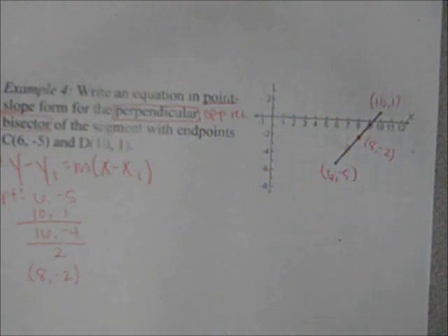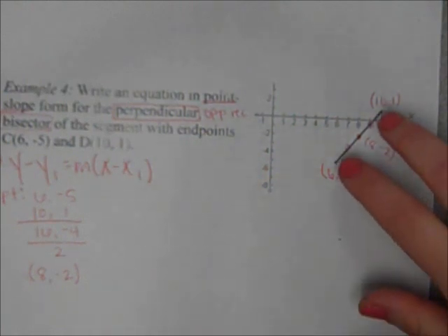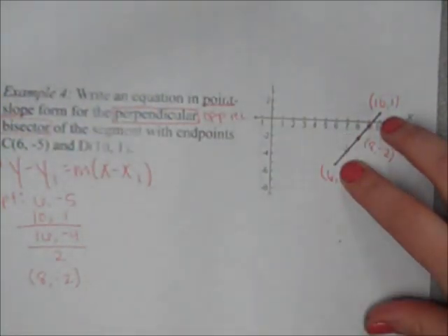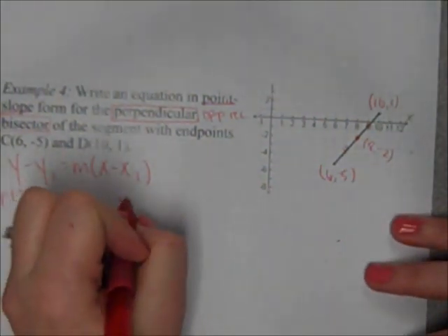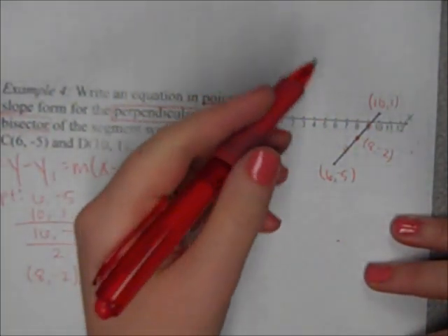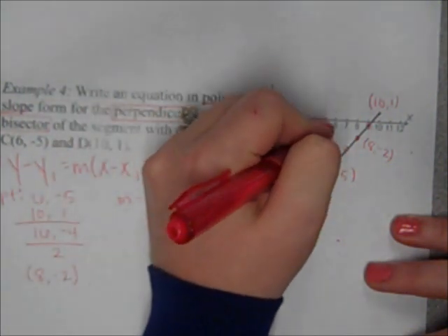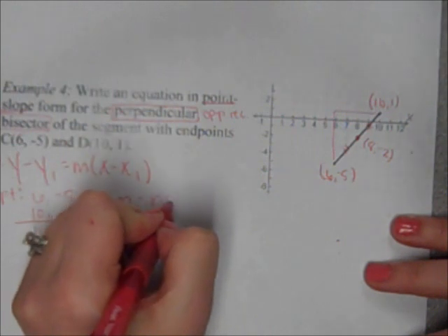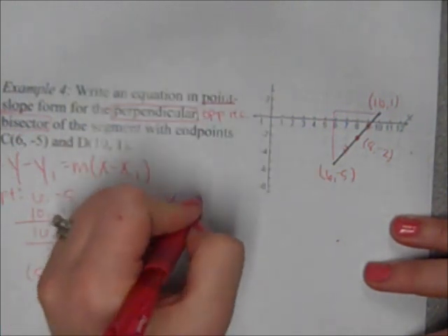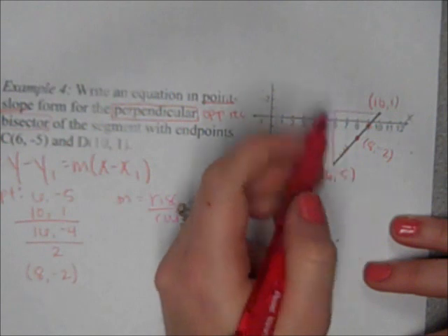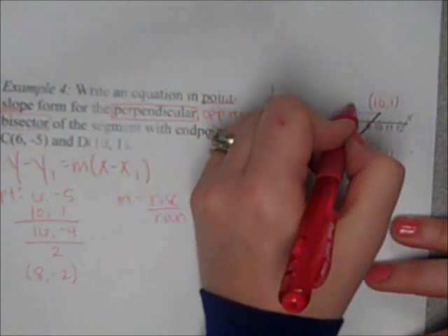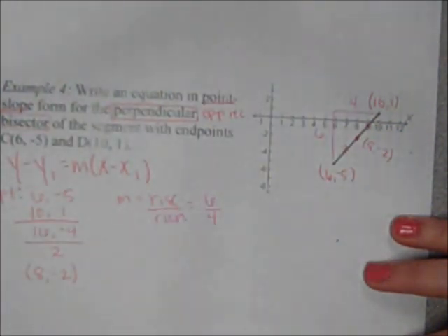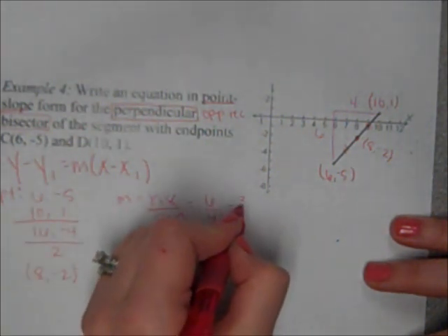Okay? Now what I want to do is find the slope of my original line so that then I can find the opposite reciprocal slope. So remember, slope is rise over run. So from -5 to 1, I rose up 6 places, and from 6 to 10, I ran over 4 places, so that means my slope is 3/2. Now keep it in a fraction because that's actually going to help you in a second.